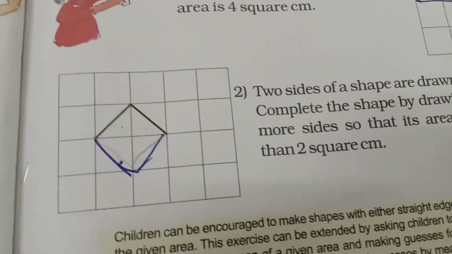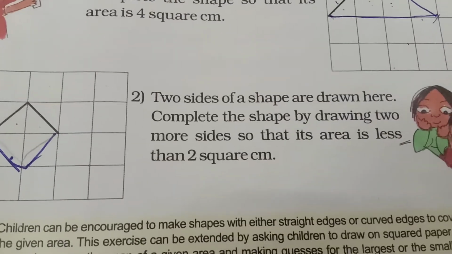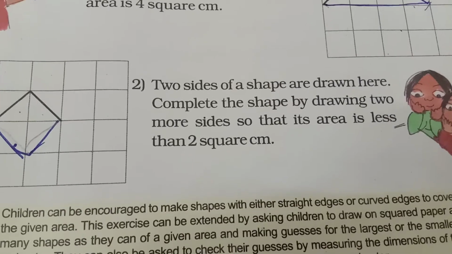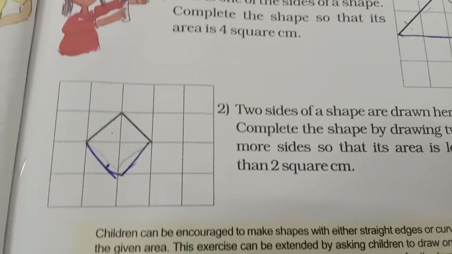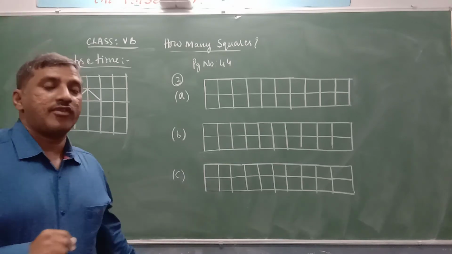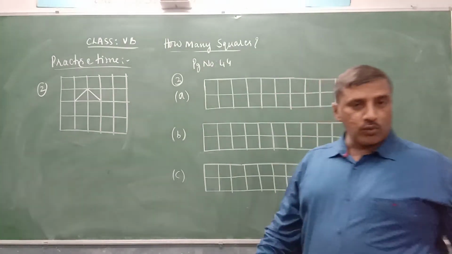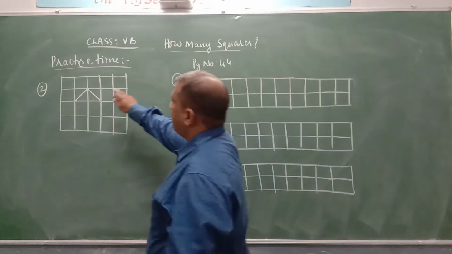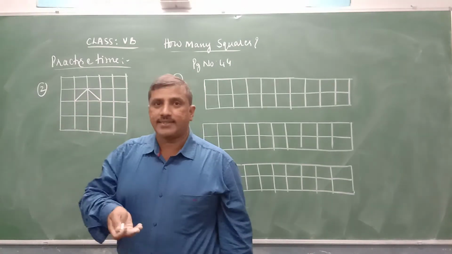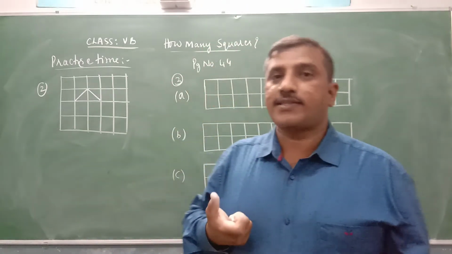Now see here, second question. Two sides of a shape are drawn here. Complete the shape by drawing 2 more sides so that its area is less than 2 square centimeters. Yes, practice time, page number 43. The second question, what is that? Here, 2 sides of the shape are drawn in this rectangle. Draw 2 more sides whose area should be less than 2 square centimeters.